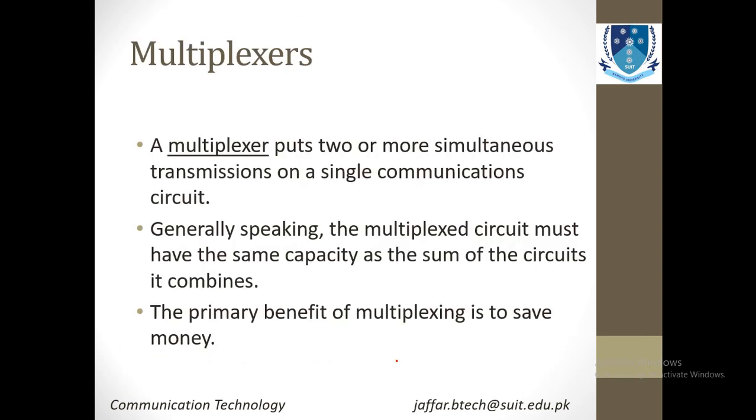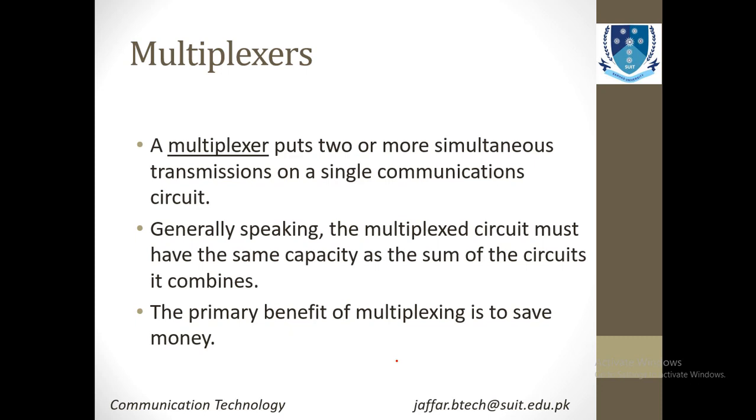Now let's talk about the multiplexer. A multiplexer is a device that combines two or more simultaneous transmissions onto a single communication circuit, channel, or path. Generally speaking, the multiplex circuit must have the same capacity as the sum of all the circuits it combines. So if there are two circuits and you want to multiplex them, the link that you want your signal multiplexed upon should have the same capacity as the sum of those two individual circuits.